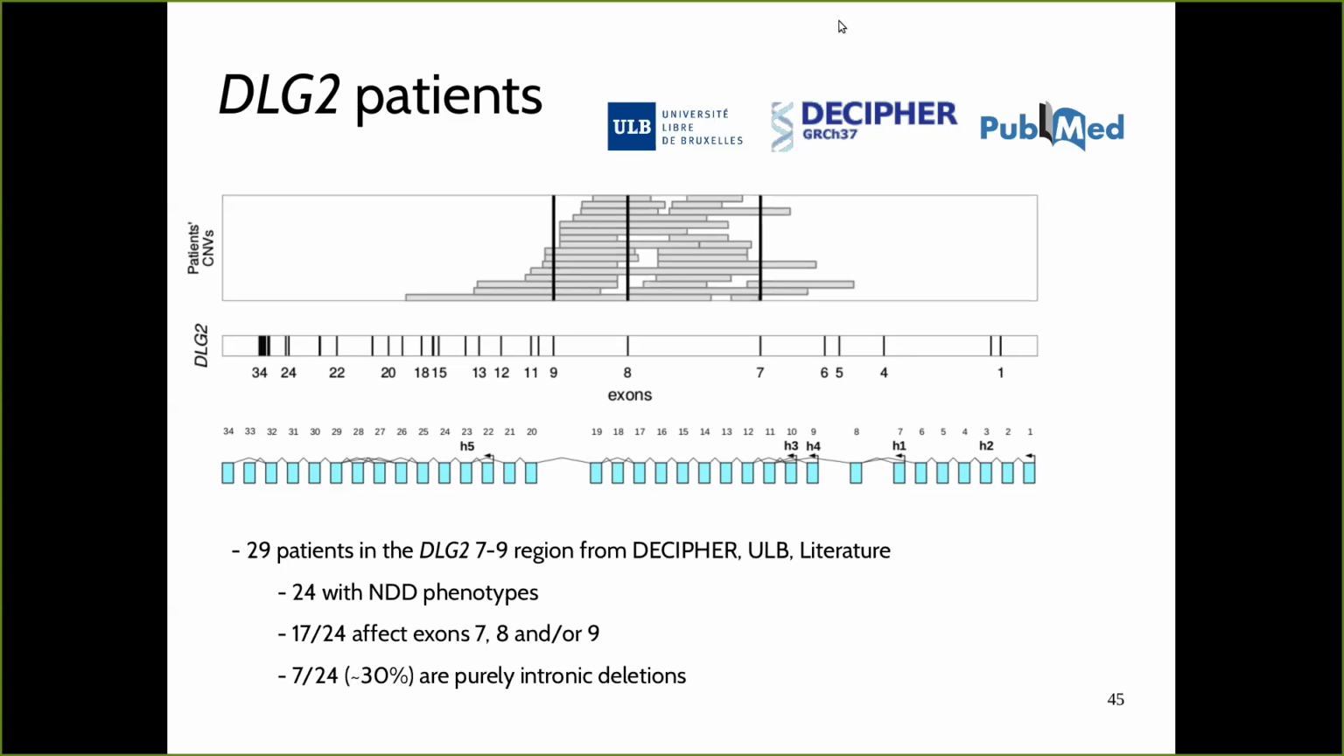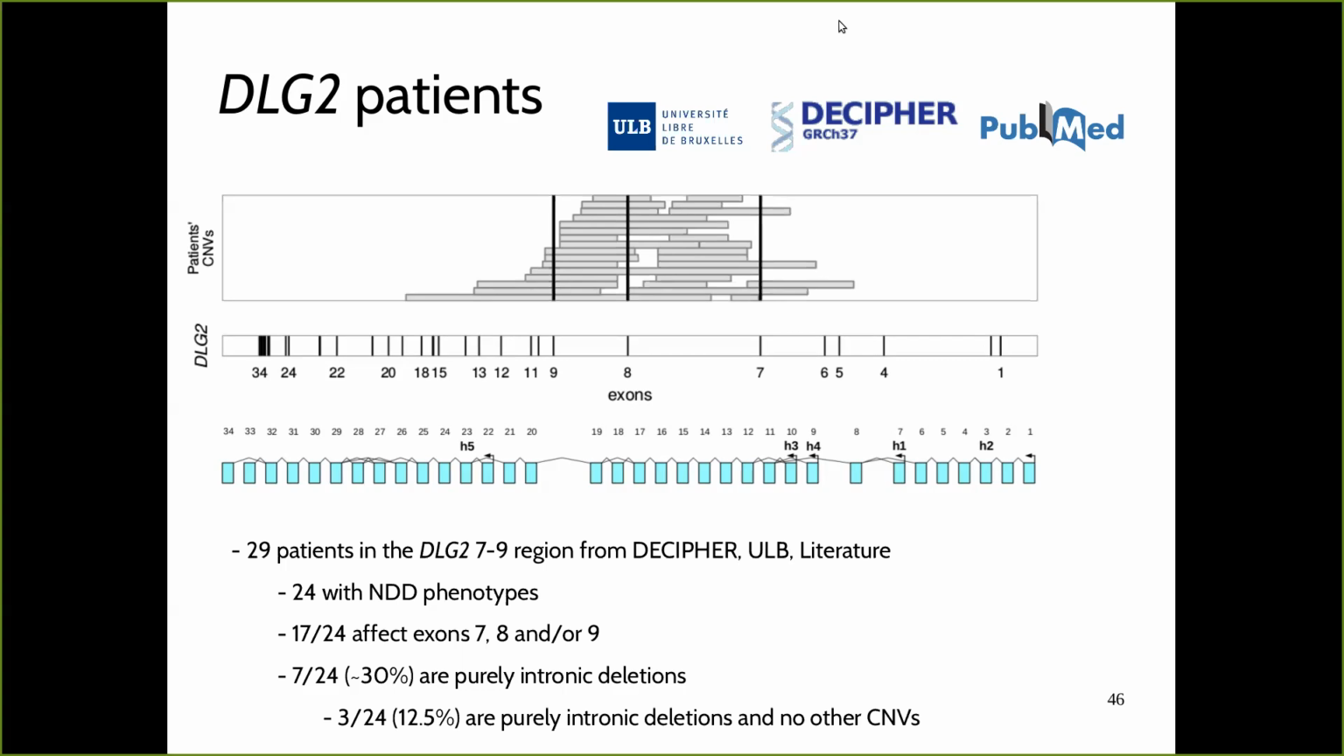But most interestingly, 7 out of 24, so 30% of the NDD cohort, are purely intronic deletions. That means they do not affect any exon. This is even more important when you consider that 3 of them are purely intronic and the patient doesn't have any other copy number variation elsewhere.